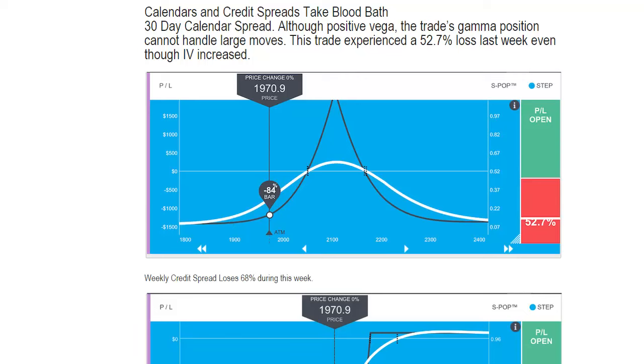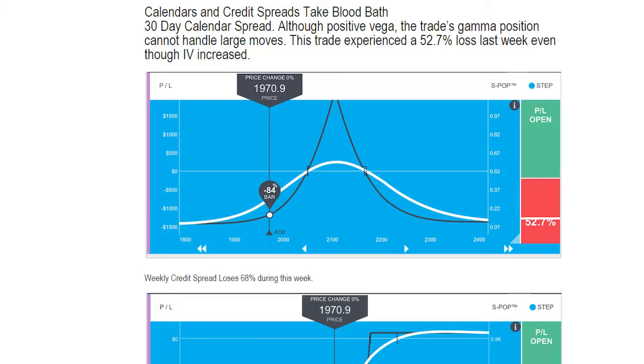Okay, so I want to talk about this calendar spread for just a moment, because a lot of the educators and a lot of traders out there will put on this trade in hopes of protecting their account with positive vega. However, first of all, even though it has an output of a positive vega, it doesn't always behave as if it's truly a positive vega position.